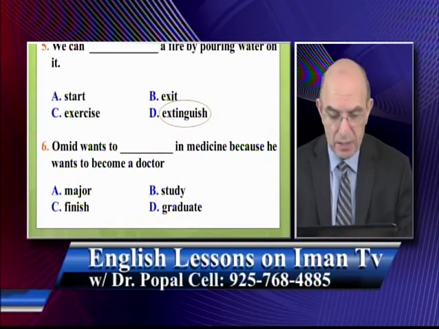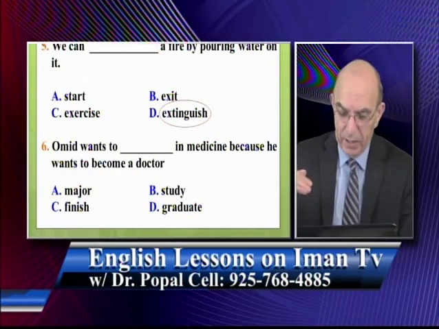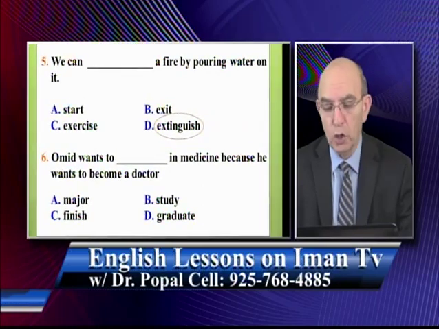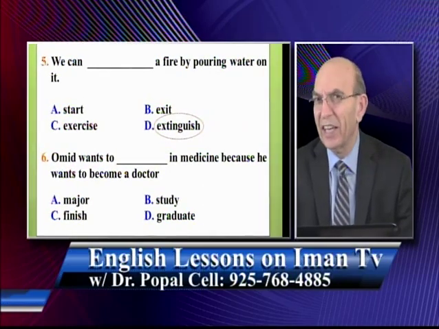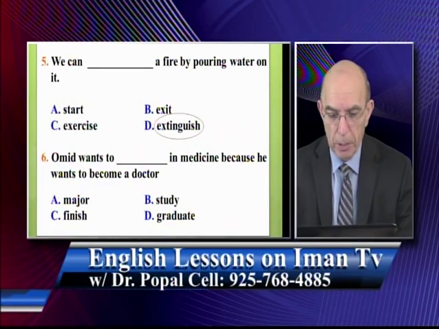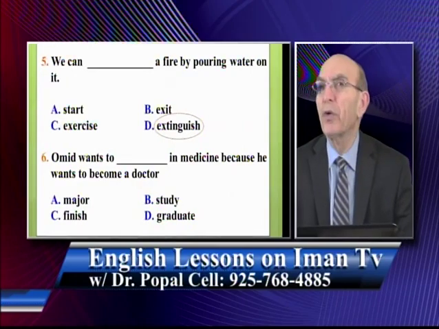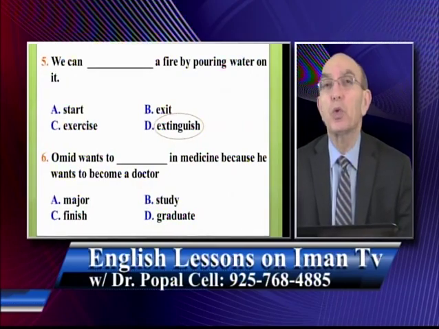Question number 6. Umaid wants to blank in medicine because he wants to become a doctor. Umaid wants to do what? A, major. B, study. C, finish. D, graduate. Which one is the correct answer? We studied this word like about 3 to 4 weeks ago.